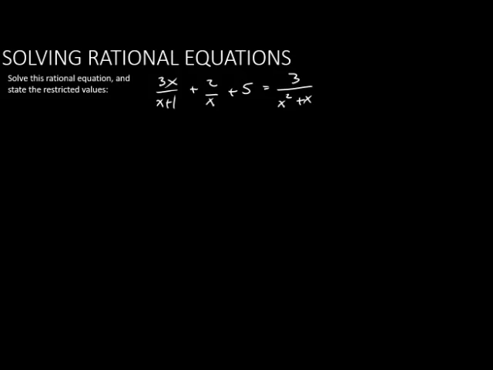Here we'll solve a rational equation. In order to solve a rational equation, we must first find the least common denominator. But in order to find the least common denominator, we have to factor all the denominators that we can. We might notice that we have only one denominator that is second power, that's this x squared plus x.